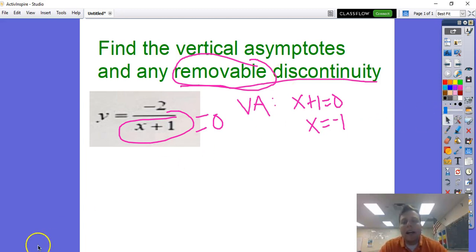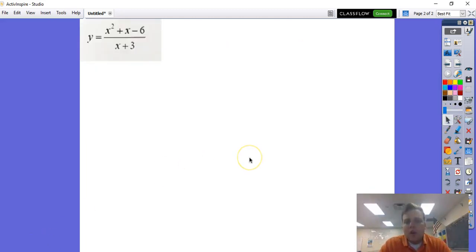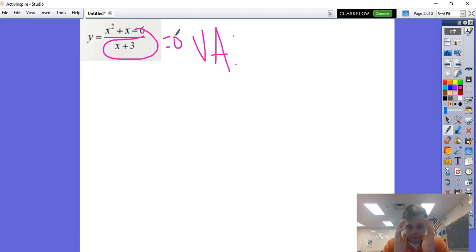Let's look at a problem where I might have a removable discontinuity. Okay, so here's a problem that is actually not going to end up with a vertical asymptote, and it is going to end up with a removable discontinuity. Let's talk about it. Okay? So first, when you look at this problem, you might be tempted to say, but Mr. Netherland, you said to find the vertical asymptote, all I have to do is set the denominator equal to 0. Yes, that's true. But what if you can cancel out the denominator? Then that's not a vertical asymptote. That's a removable discontinuity. Here's what I mean by that.